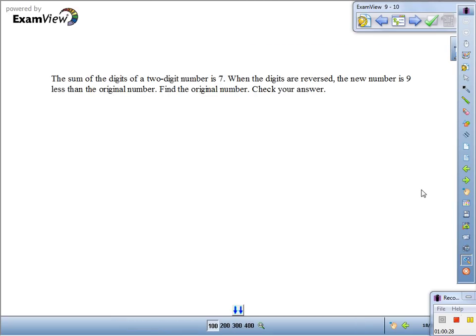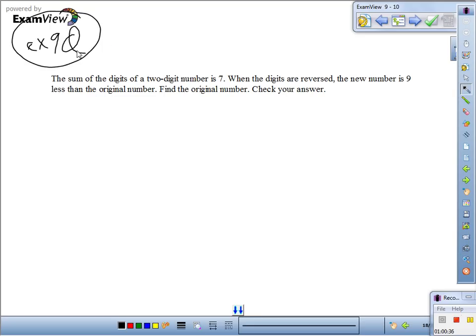Okay, on your blank sheet of paper, last one for today. Example 9Q. It says, the sum of a two-digit number is 7. When the digits are reversed, a new number is 9 less than the original. Find the original number, check your answer.